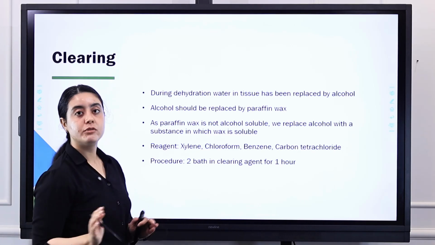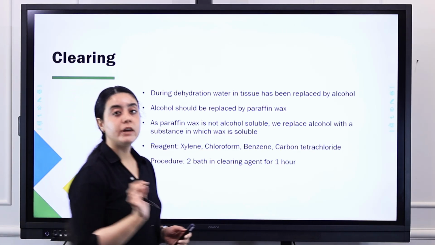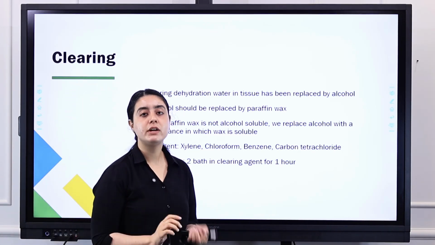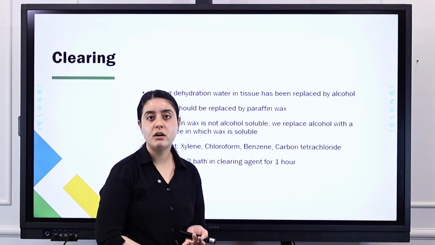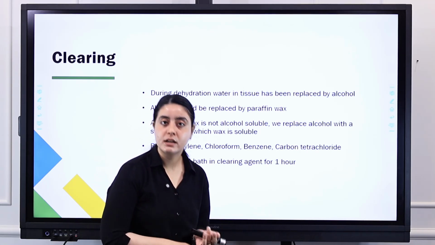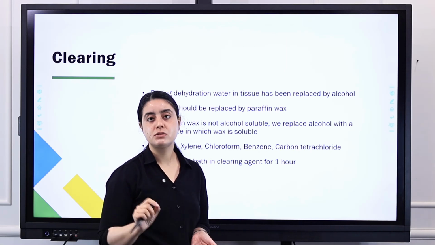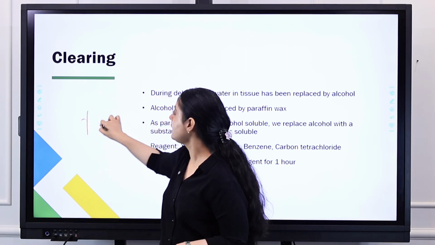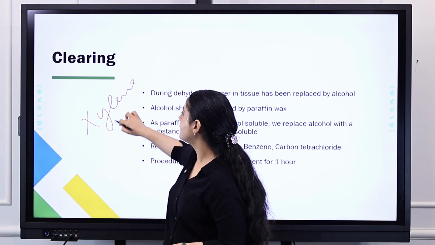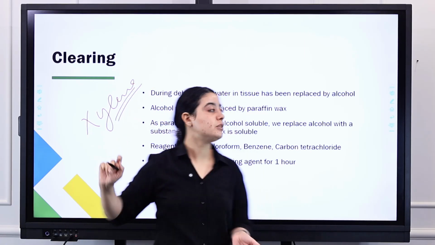Now what will be the next step? Clearing. When we are done with the dehydration step, we have to remove any excess alcohol, right? So now we have to clear our sample. The most common clearing agent which we use in the histopathology lab is xylene, right? Obviously we have other clearing agents also, but this is the most commonly used.